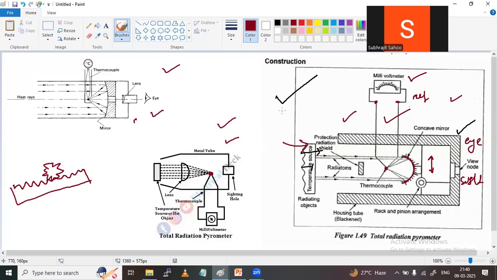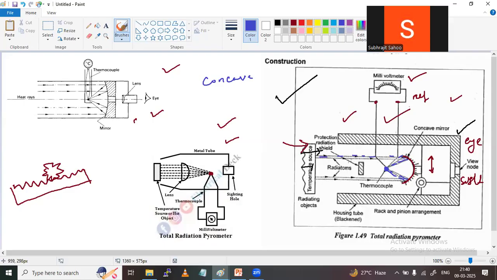So how does it work? Observe carefully. The radiation is coming from this hot source and it is striking this lens. It is a concave lens. When it strikes the lens, it reflects back, and all the incident rays meet at one point. At that particular point, we keep the hot junction of this thermocouple.